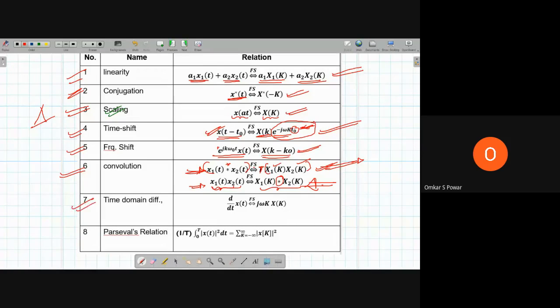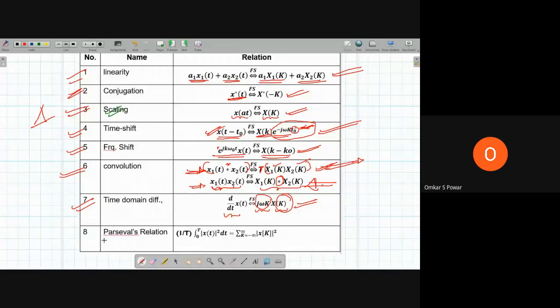Then what do we have? We have time domain differentiation. So if you do differentiation for a signal, d by dt of x of t, if you take the Fourier series, then you will get j omega k into x of k. So x of k will be as it is. You have to multiply by j omega into k. Then the final thing which is important is Parseval's theorem.